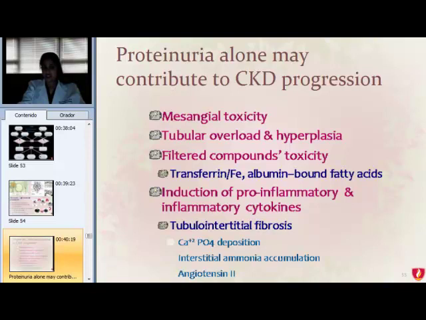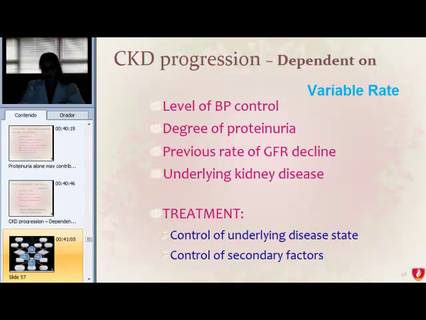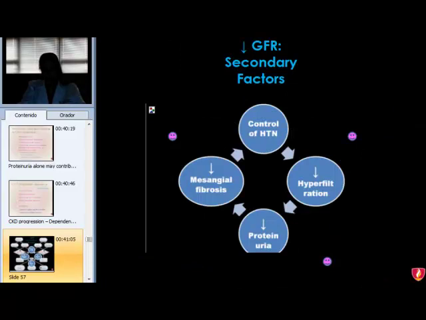Proteinuria itself can result in mesangial toxicity, as toxic compounds are secreted into the mesangium which cannot be reabsorbed, like transferrin iron complexes or albumin-bound fatty acids. These result in induction of pro-inflammatory and inflammatory cytokines and tubulointerstitial fibrosis. So, to prevent progression of renal disease, we need to control the underlying disease, but control of secondary factors is also very important, which is controlling the blood pressure, as well as controlling the degree of proteinuria.